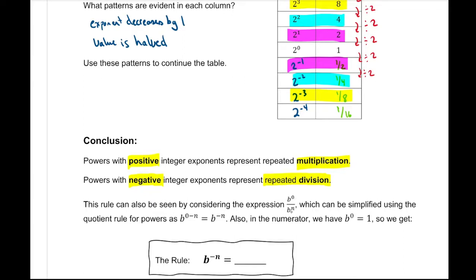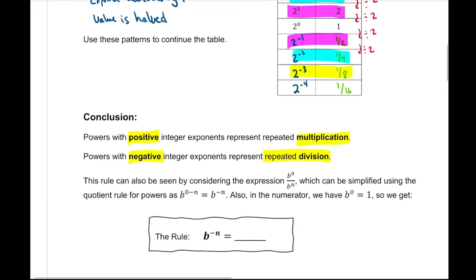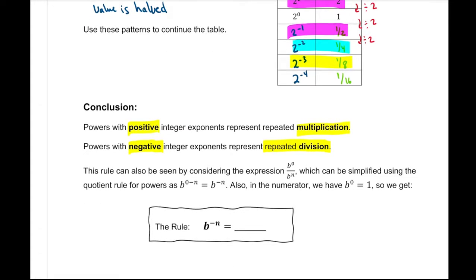to the power of 0 over b to the power of n, which when we use the quotient rule becomes b to the power of 0 minus n, or b to the power of negative n. What we can also simplify is that in the numerator we have b to the power of 0, which we know is equal to 1. Essentially, that's just the theory behind what this rule is.